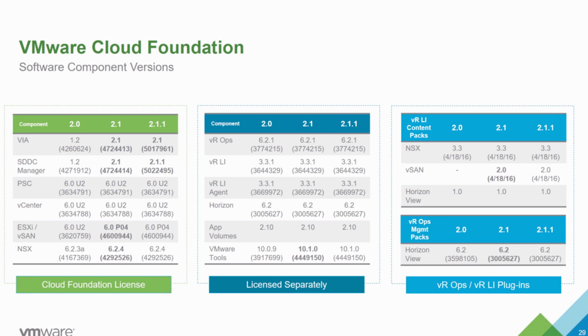Licensed separately, but managed by SDDC Manager, are going to be your vROps, your Log Insight and the Log Insight agent, Horizon, App Volumes, and VMware Tools on the VMs that you push out. Again, those are licensed separately, but SDDC Manager can fully deploy them for you. There are also Log Insight content packs and vROps management packs that SDDC Manager knows about.